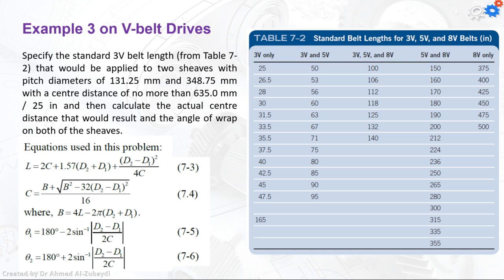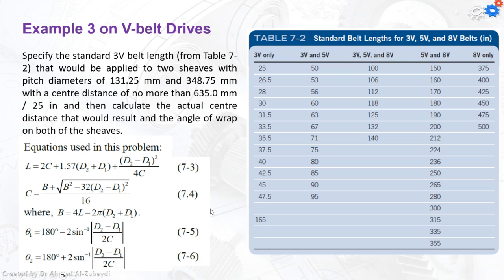So now the steps are going to be as follows. Get what you have, okay? We have D1, D2. We know the C value. We're going to put it in the first equation. We're going to get the length calculated, go back and find the length from the standards, and then use it to calculate the actual C value, then calculate the values for theta 1 and theta 2.